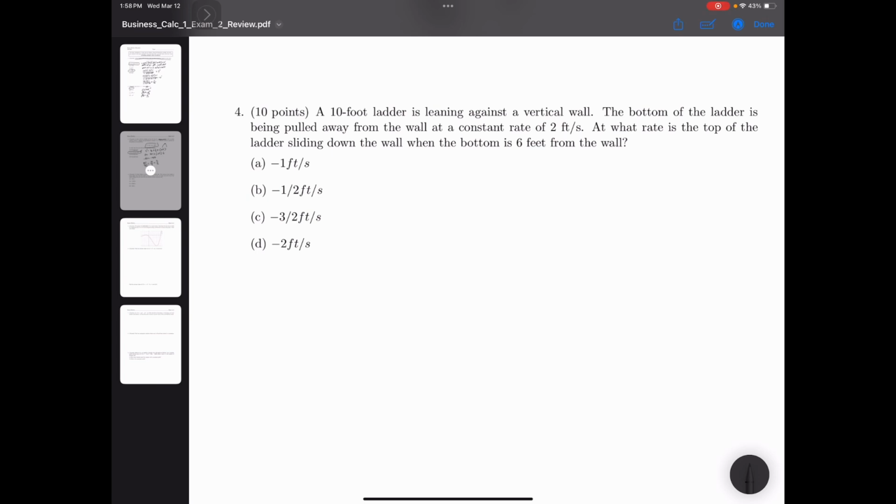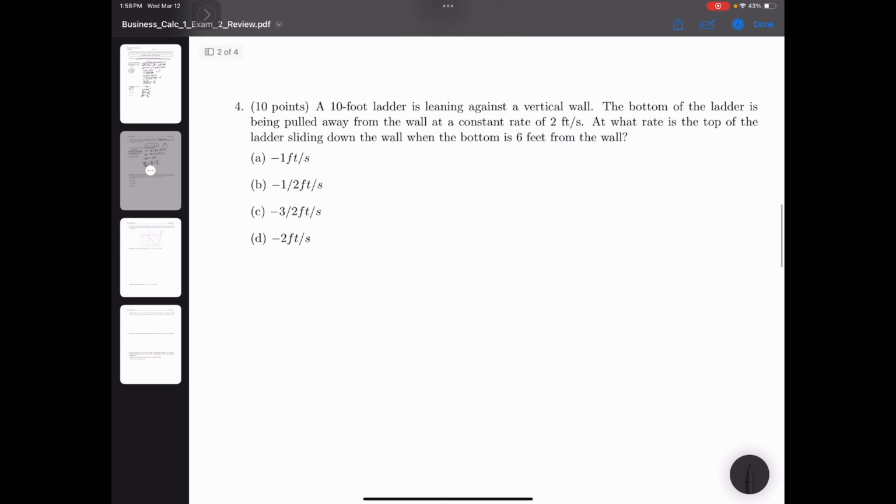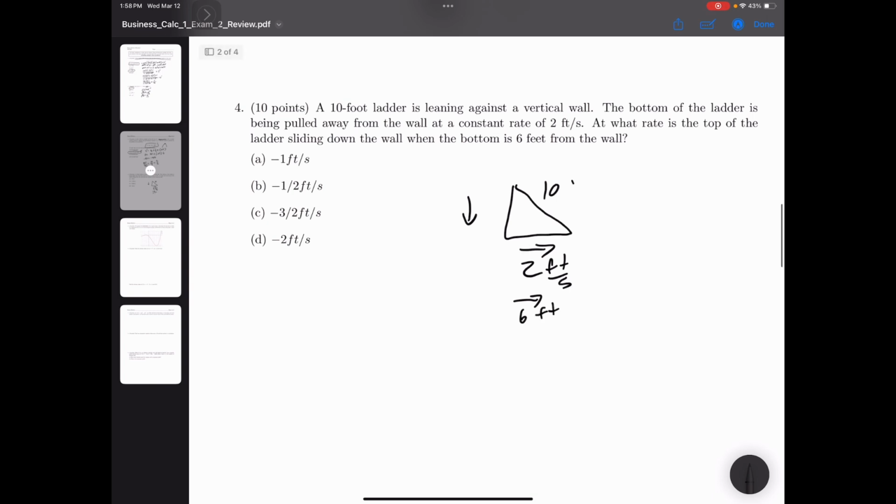Number 4, we have a 10-foot ladder that's leaning against a wall. The bottom of the ladder is being pulled away from the wall at a constant rate. So here I have a ladder. The bottom is being pulled away at a constant rate of 2 feet per second. And it's a 10-foot ladder, which means we have a 10 on the hypotenuse. Our ladder is 10 long. And the question is, at what rate is the top of the ladder sliding down the wall? So what is this rate when the bottom is 6 feet from the wall? So when the bottom is 6 feet away from the wall, this is 10 feet.